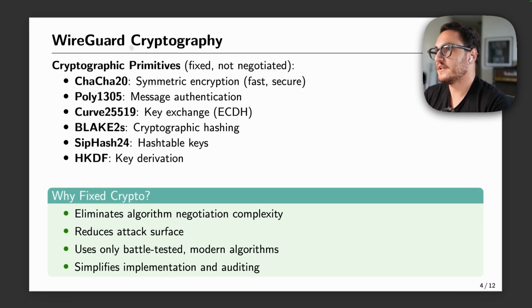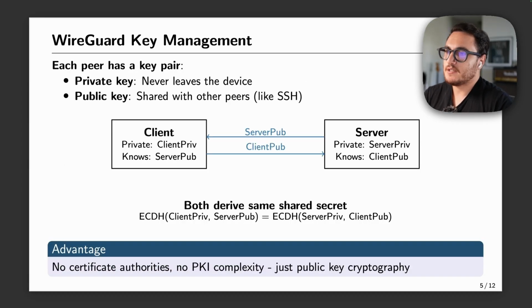Wireguard cryptography, as I said, is fixed. It's not negotiated. These are the algorithms that are used. It uses Diffie-Hellman to derive the key. It's extremely similar to how SSH works without the negotiation framework. And the key management is the exact same thing that we've seen with SSH.